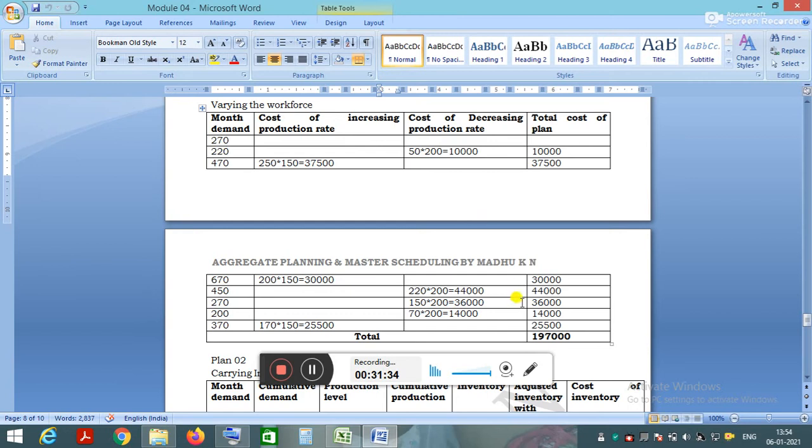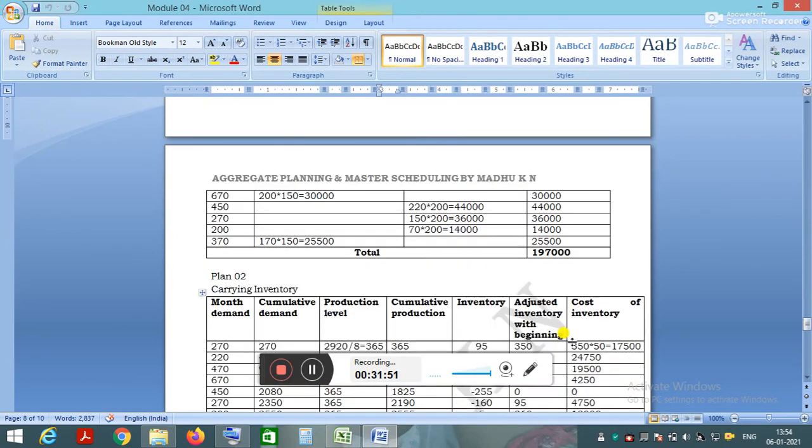Now sum up. Add all the costs incurred due to the increase and decrease in the production rate. The total cost was 1,97,000. That means if we vary the workforce, the cost of changing the production rate is 1,97,000 in plan 1.